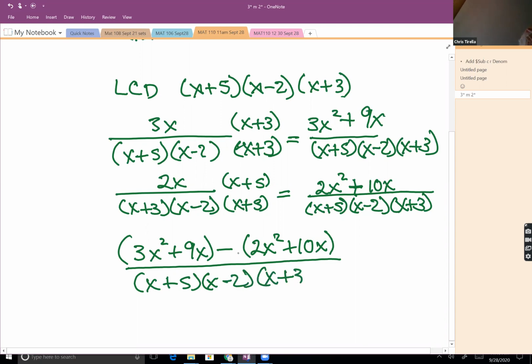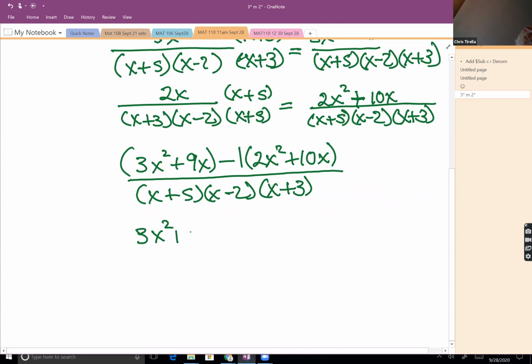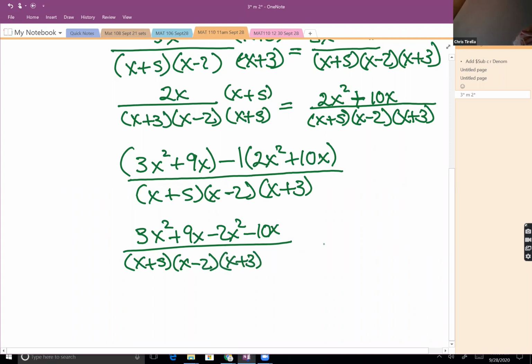In order to do that subtraction, we have to distribute that negative 1. And so when we distribute that negative 1, we're left with 3x squared plus 9x minus 2x squared minus 10x over x plus 5, x minus 2, x plus 3. And so now when we combine like terms, in the numerator we get x squared minus x. In the denominator we get x plus 5, x minus 2, x plus 3.